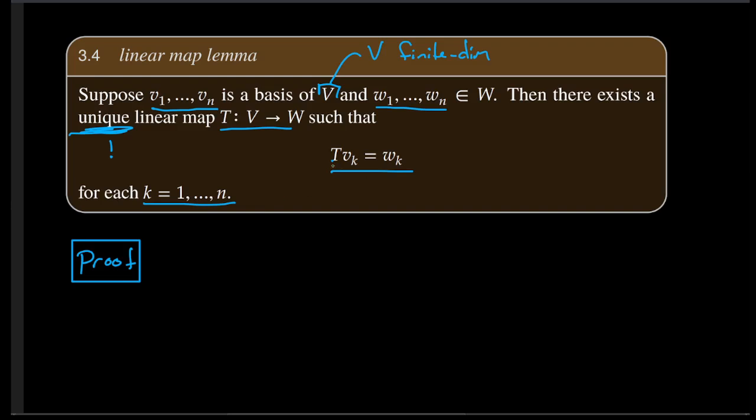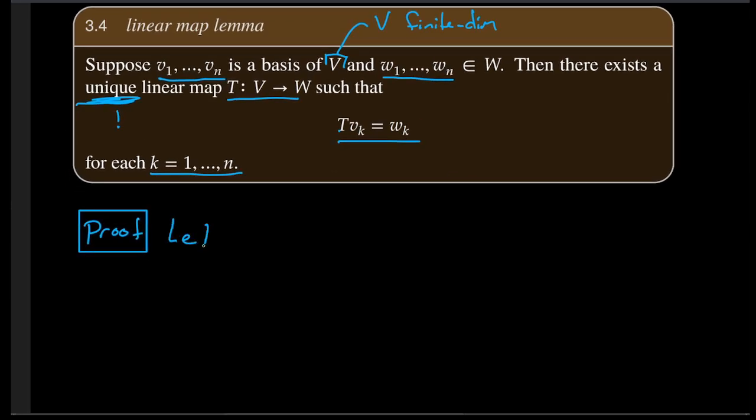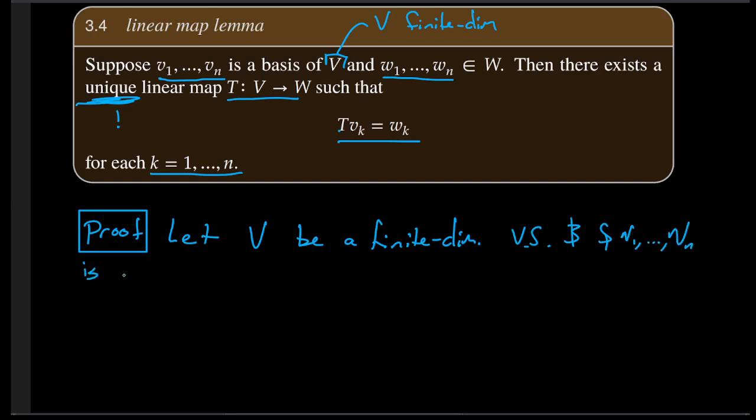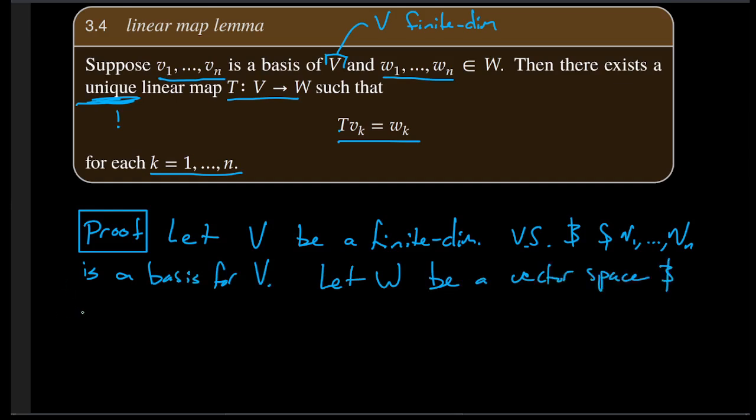So let's prove this. We want to build a linear map so that T of vk is wk for each k between 1 and n. We'll start by doing that. So let V be a finite dimensional vector space, and suppose v1 through vn is a basis for V. Let W be a vector space, and let w1 through wn be elements of W.